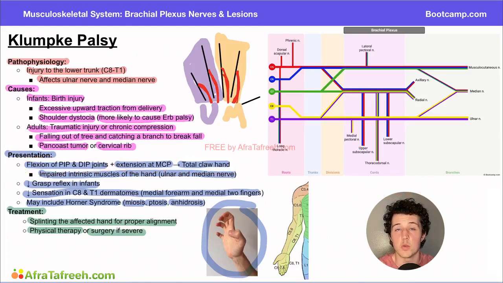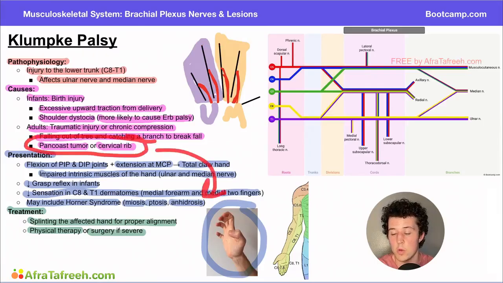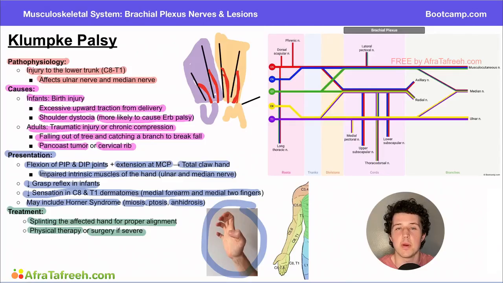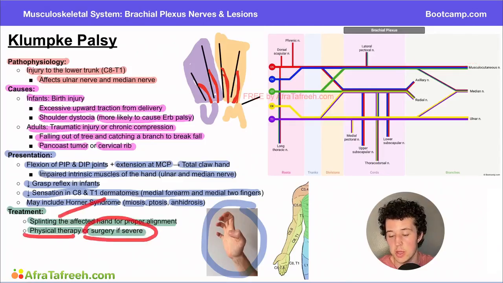There will be a reduced grasp reflex in infants from the weakened hand muscles and a decrease in sensation of the C8 and T1 dermatomes on the medial side of the hand and arm. Important to keep in mind, if the cause of that Klumpke palsy was a Pancoast tumor or cervical rib, Horner syndrome may also be an additional finding in that patient. And treatment for Klumpke palsy will include splinting of the hand, physical therapy, and surgery to either fix the nerve or address the underlying cause.